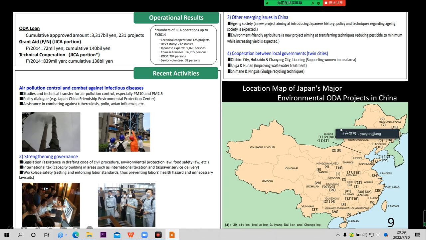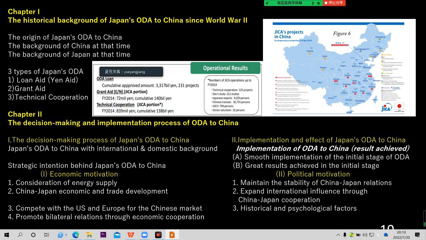And here I have posted a map. We have seen the cities in China. They are listed with the numbers, and these numbers are the environmental projects numbers in those cities and towns in China. We have seen tons of projects have been taken place in the middle part of China and also along with the coastal areas of China. So this location map of Japan's major environmental ODA projects in China is very important to help us better understand what the environmental projects are really taking place and how much they help the China's cities and countryside to improve the pollution issues. And here I will give the chapter review on these 4 major chapters of my thesis.